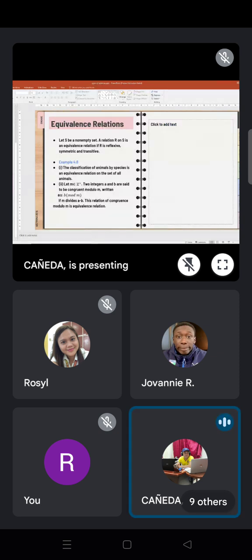Okay, for equivalence relations. Let S be a non-empty set. A relation R on S is an equivalence relation if R is reflexive, symmetric, and transitive. So again, it can only be considered an equivalence relation if it is reflexive, symmetric, and transitive.